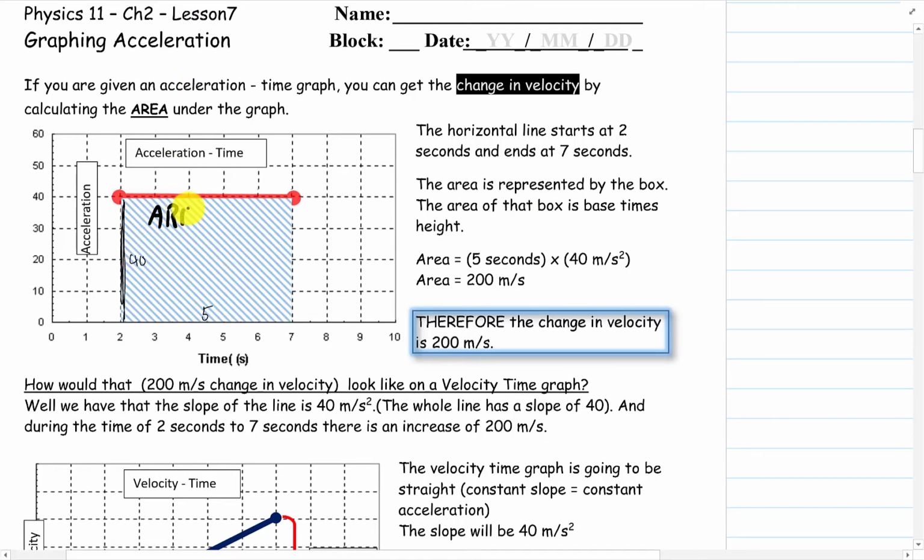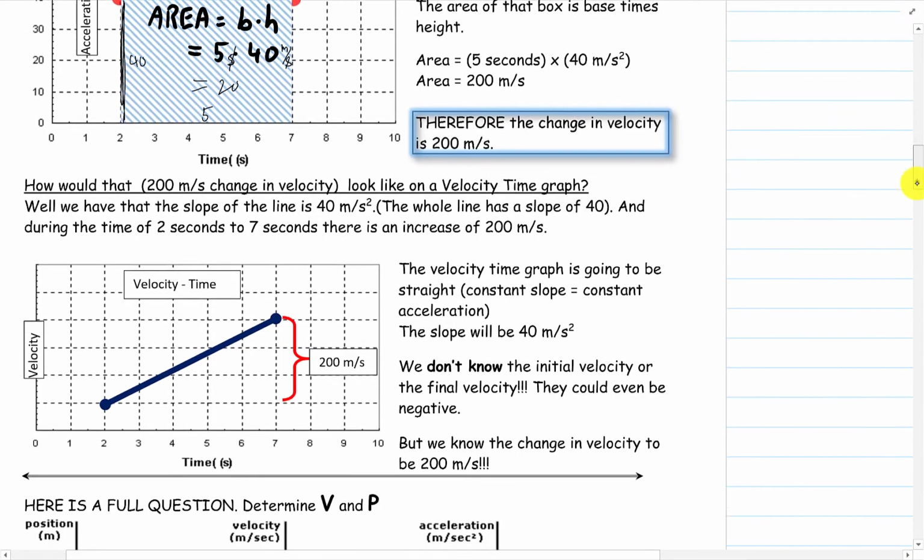Area is equal to base times height, and that's equal to 5 times 40. If you even did the units in here, this is 5 seconds. And the units are meters per second. And when you multiply it out, you'll see that the seconds actually cancel because this one's in the denominator and you get meters. And that'll be 200. Now that's saying that the change in velocity is 200. So if you accelerate at 40 for 5 seconds, that change in velocity is that.